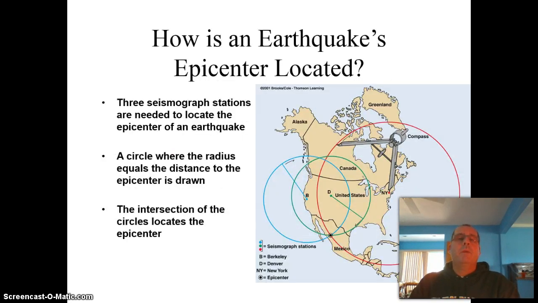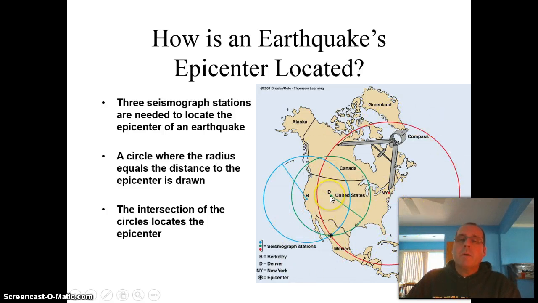The next thing that we do is we actually draw a circle around where that distance is. So, for example, here they've got a seismic station at New York City, and we know from the lag time that it's so much distance away. So from here to here, so many hundreds of miles. But we don't know exactly where, so that's why we have to have a circle, because it's somewhere along here.